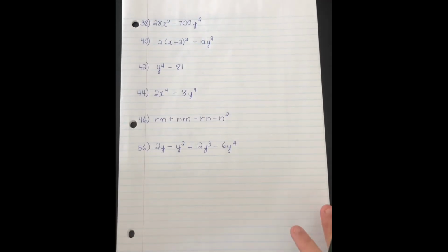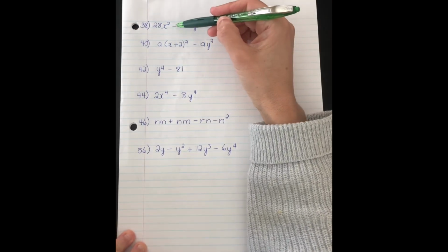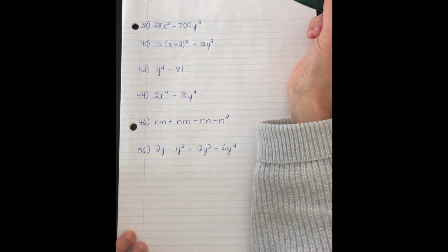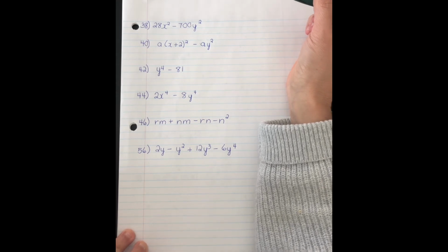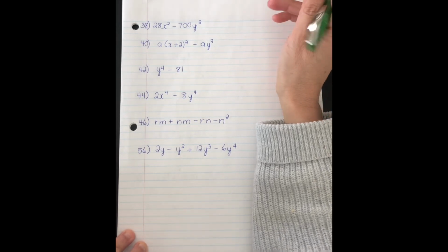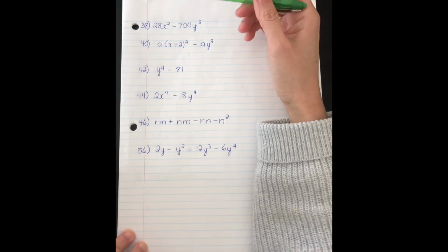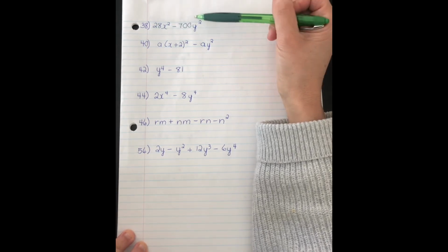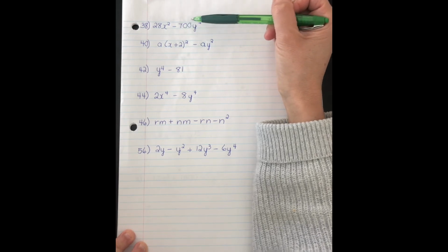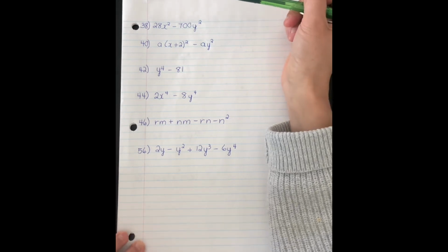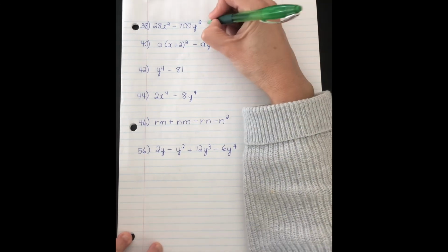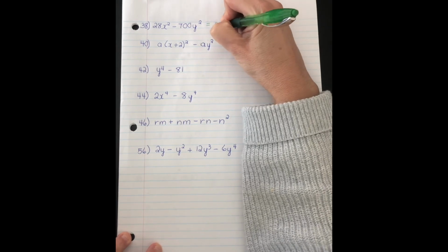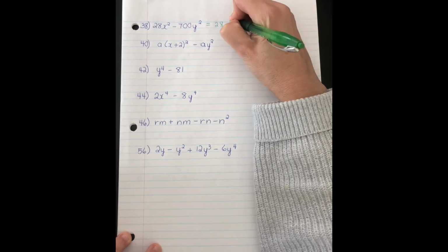Okay, a few more examples. Here we have 28x squared minus 700y squared. And we want to begin by removing the largest common factor. Now, both of these terms are divisible by 7. That would leave you 4 and 100. But 4 and 100 are also each divisible by 4. So, in fact, what you should do is remove 28. It is the largest common factor here.